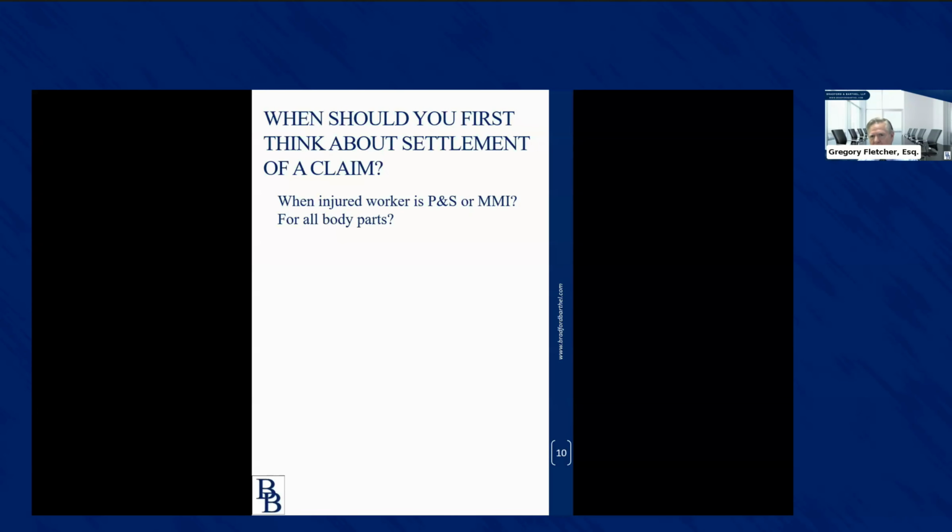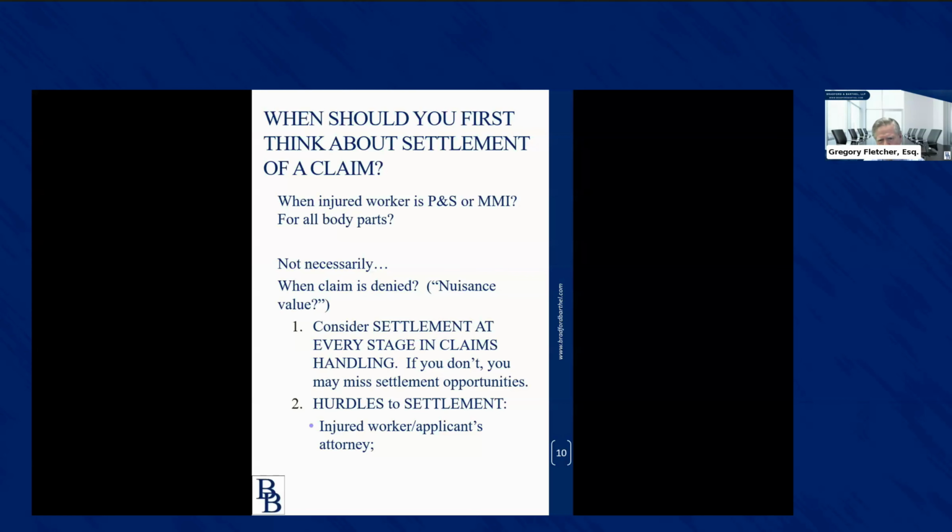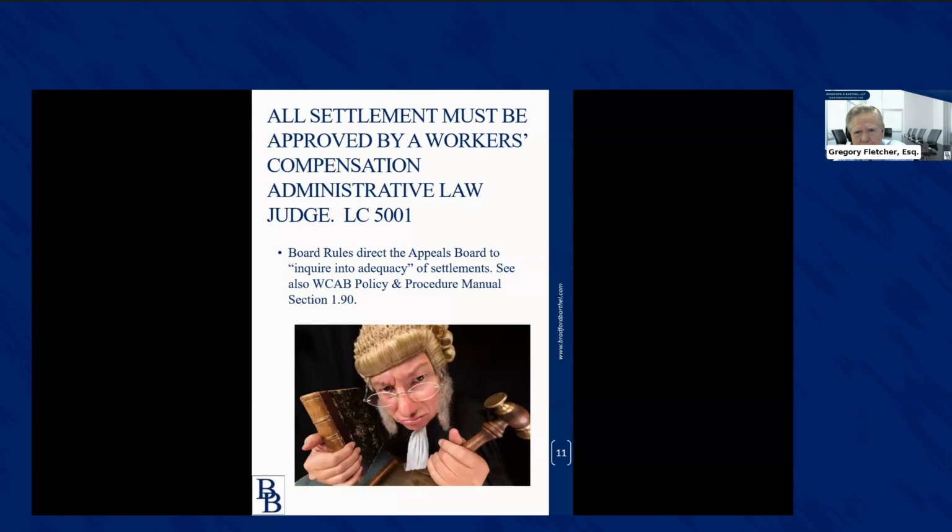Hurdles to settlement: sometimes the injured worker or the applicant's attorney, sometimes not even in their own best interest, gets in the way of what you're trying to do and becomes difficult. Sometimes it's the judge or an INA officer who gets involved and backseat drives a little bit. All settlements have to be approved by the WCAB, and that's C&Rs and STIPs.